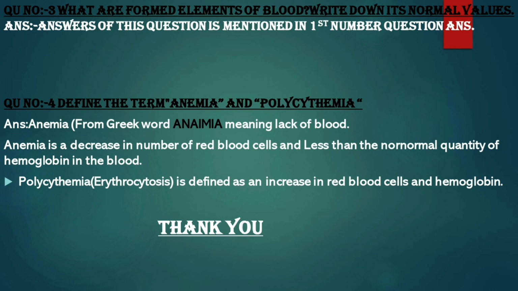Now let's talk about another question. For 2 marks. Question number 4, define the terms anemia and polycythemia. Answer: anemia is from the Greek word anemia, which means lack of blood. Anemia is a decrease in the number of red blood cells and less than the normal quantity of hemoglobin in the blood. Polycythemia or erythrocytosis is defined as an increase in red blood cells and hemoglobin.